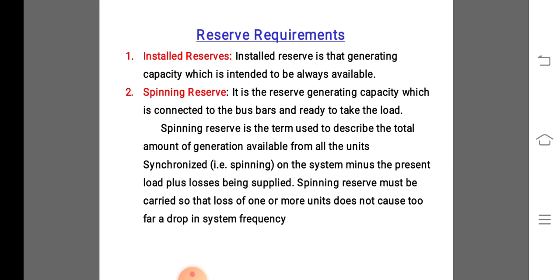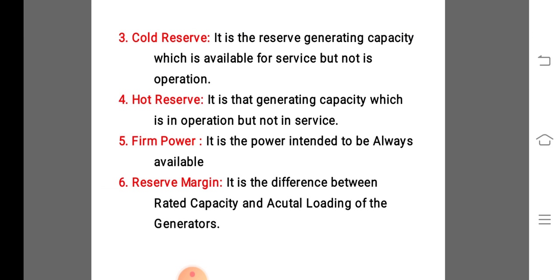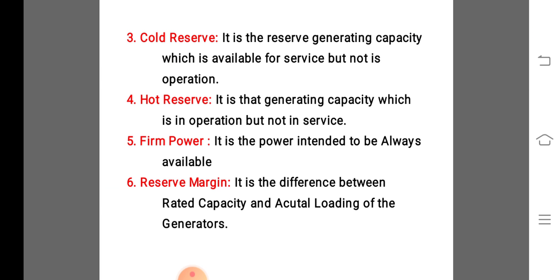Spinning reserve must be carried so that loss of one or more units does not cause a drop in system frequency. It contains cold reserve, hot reserve, and firm power reserve margin. Cold reserve means the reserve generating capacity which is available for service but not in operation.